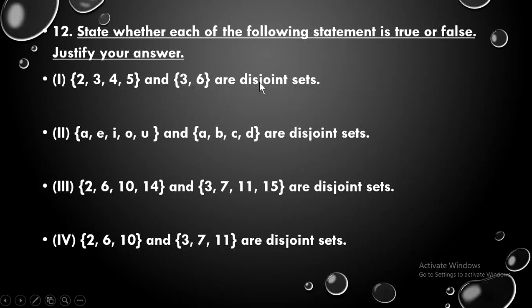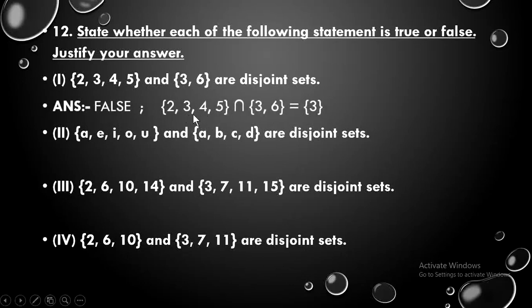Now if you remember, disjoint sets were those sets that do not have anything common in them. That is, no element should be common in the two sets. Now since they have 3 as common, these sets cannot be disjoint sets. So this statement is false. Okay, when you do the intersection, you get 3 as the answer. When they don't have anything in common, then they are said to be disjoint sets. So this statement will be false.